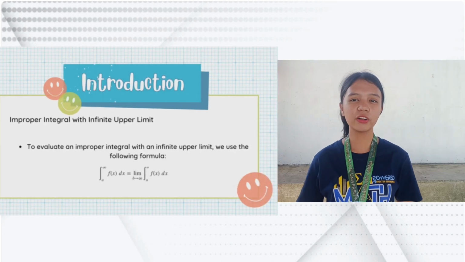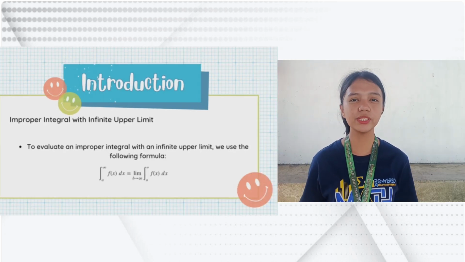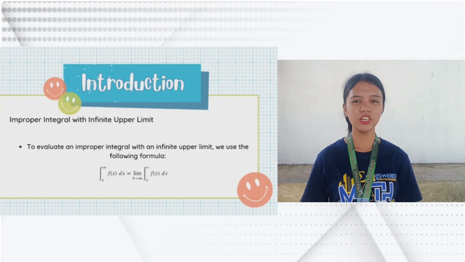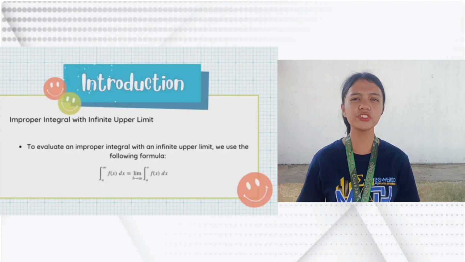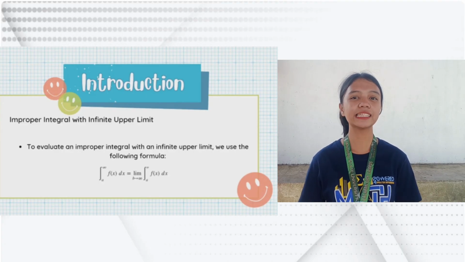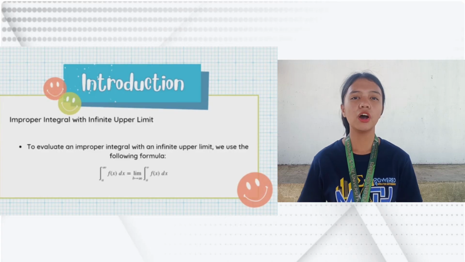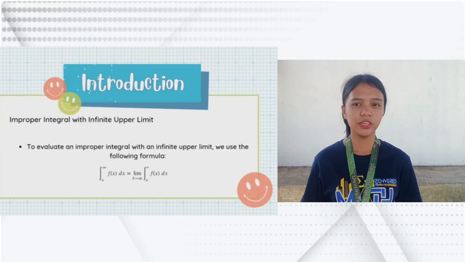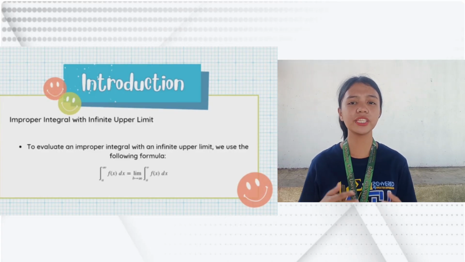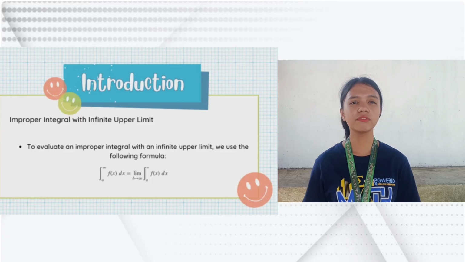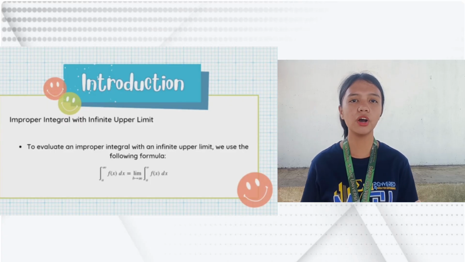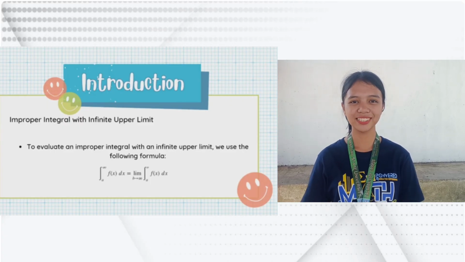Today, we'll focus on improper integrals with an infinite upper limit. To evaluate this, we use the following formula. The integral from a to infinity of f of x dx is equal to the limit as t approaches infinity of the integral from a to t of f of x dx.